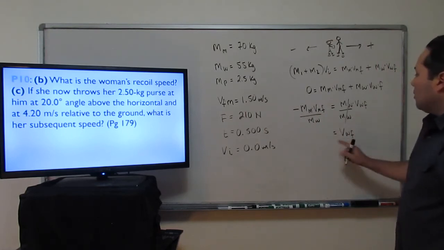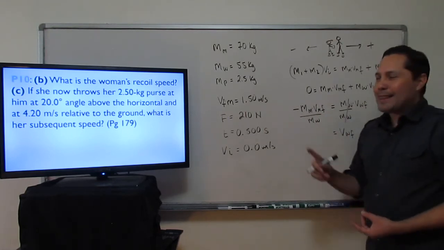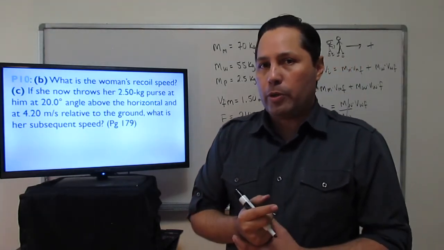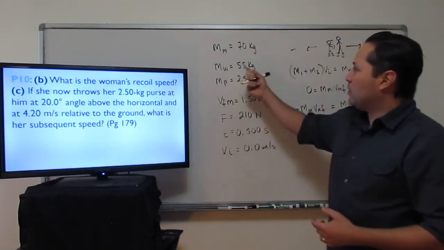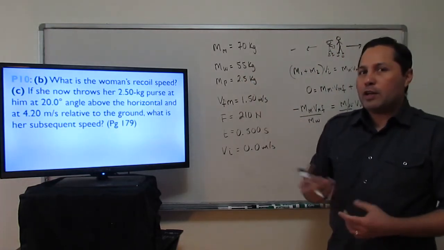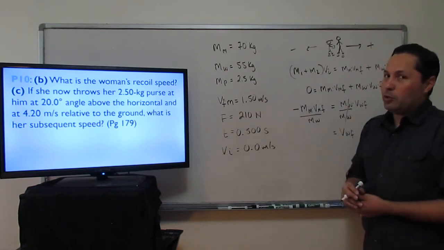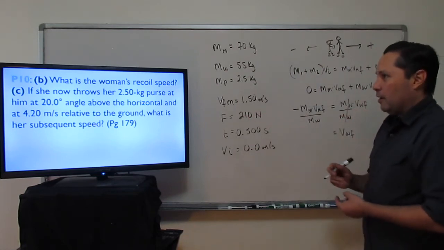By the way, mass of the woman, at this point in the problem, in part B, she's still holding on to her purse. So I'm going to add up the 55 plus the 2.5 because she's still holding on to that purse. It's not till part C where she throws the purse at our male skater.